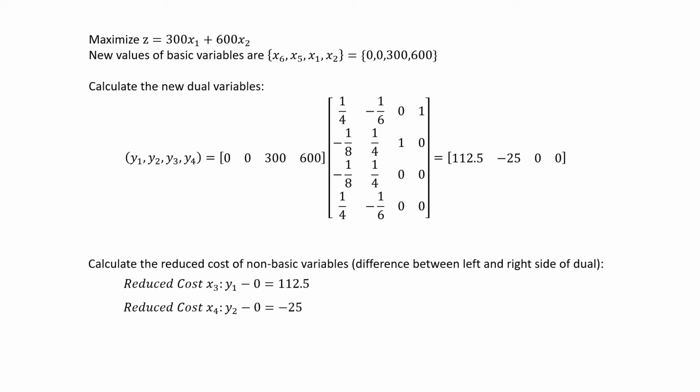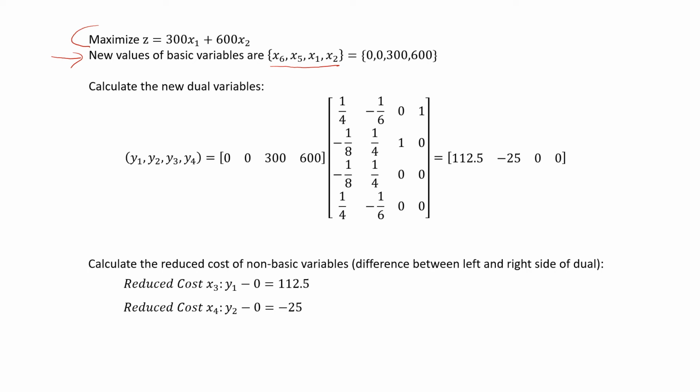And here are the ideas to keep in mind. So our new objective function is here. Maximize z equal 300x1 plus 600x2. Our basic variables were x6, x5, x1, and x2. The new values of those basic variables. Okay, now what I'm saying here is the new values in the initial tableau or the initial problem.